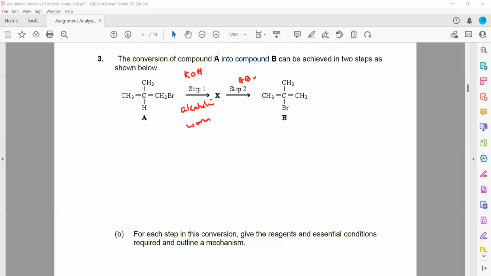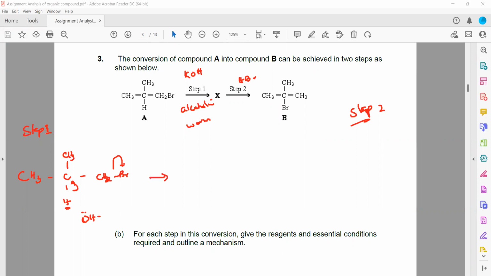Now the mechanism for step one and step two. What happened in step one? Step one is an elimination reaction. Basically, the OH ion is attracting the hydrogen. If I draw the structure of the original molecule: CH3, CH2, Br, and then H. The bromine will try to break its bond with carbon, and this carbon will take both of these electrons, and this hydrogen, H plus, is attracted towards the lone pair of hydroxide, OH, mainly from KOH, potassium hydroxide.